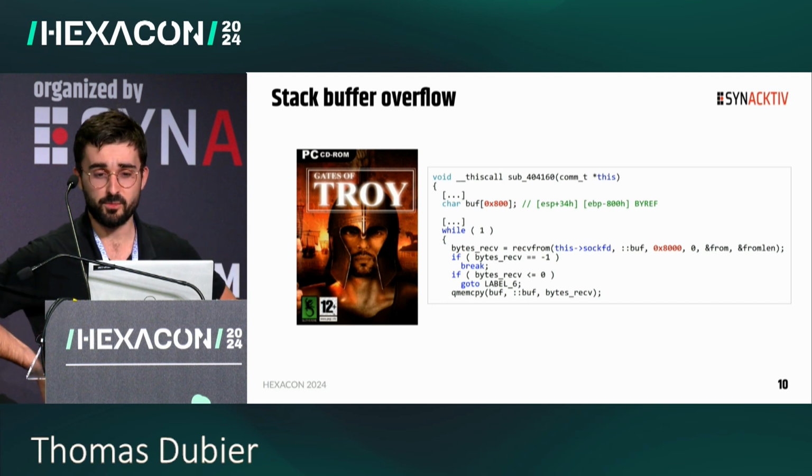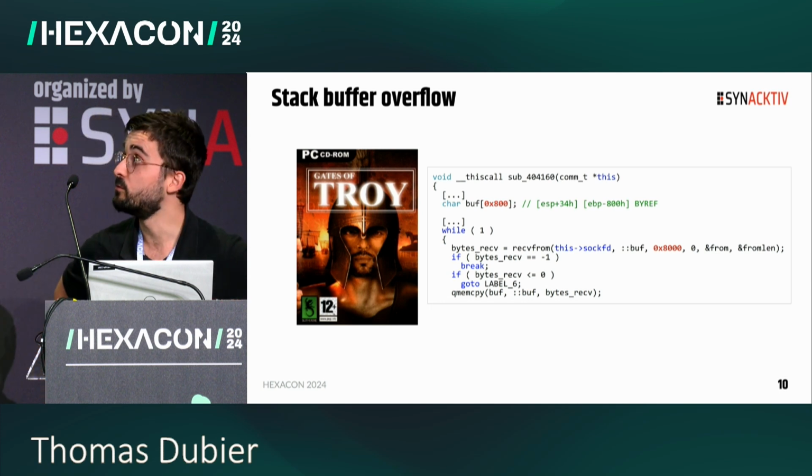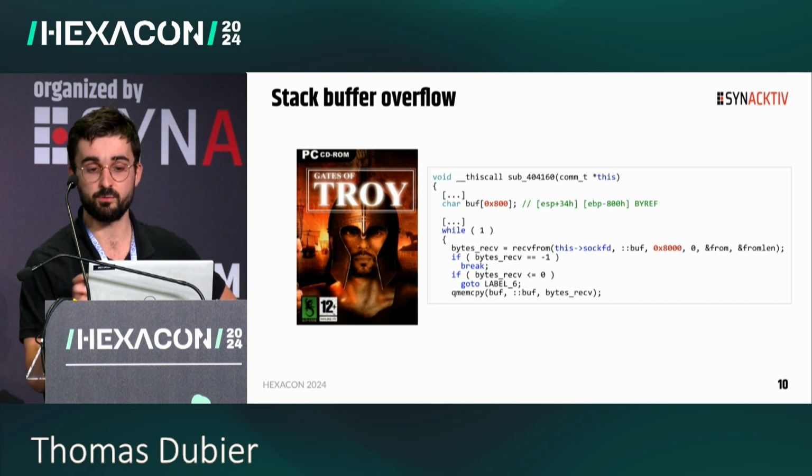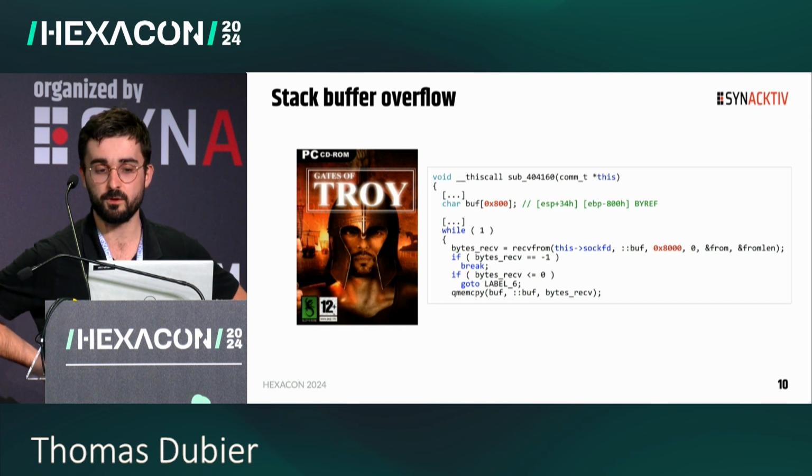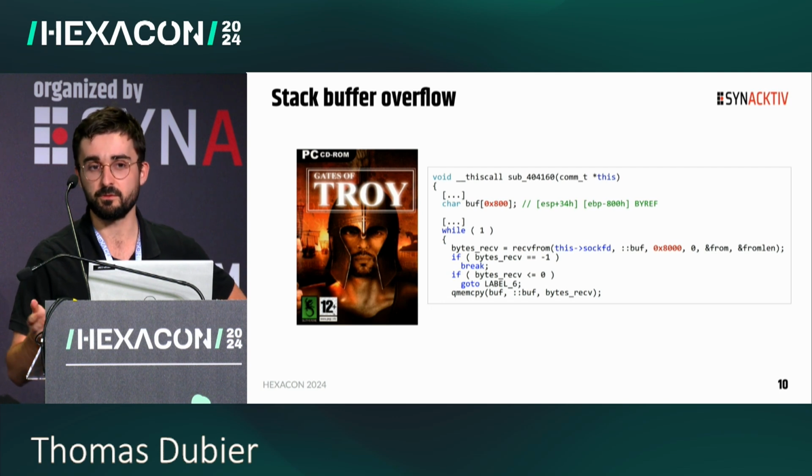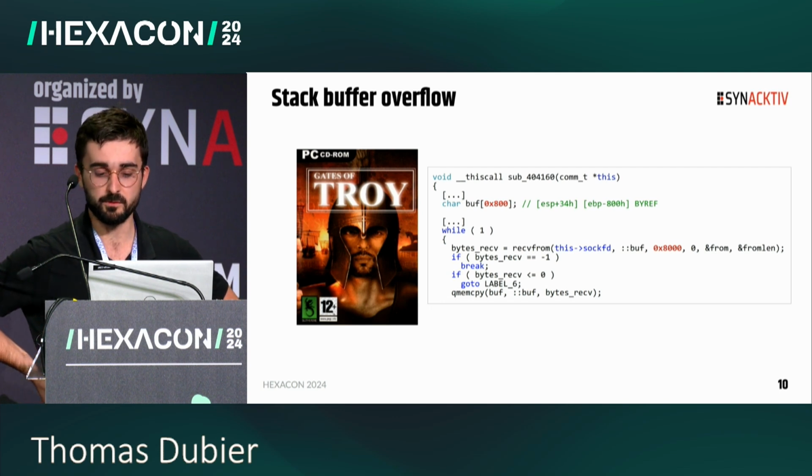Here is a first example. It's a straightforward stack buffer overflow in a game named Gate of Thorns. It's probably due to a typo because the buffer is 800 bytes long and the allowed receive length is 8000 bytes. It's very simple to exploit it on Windows XP because we don't have any mitigation.